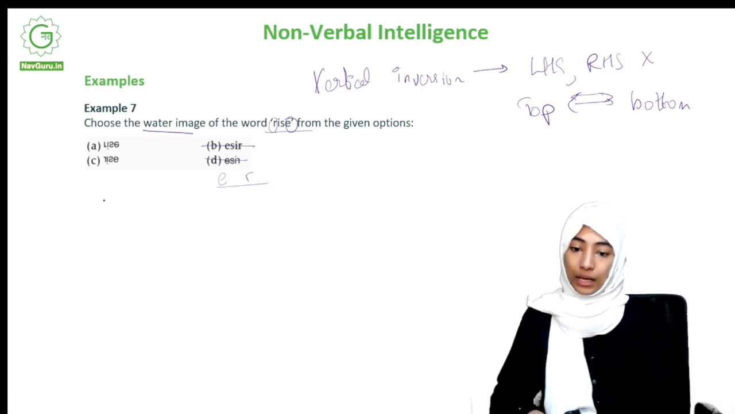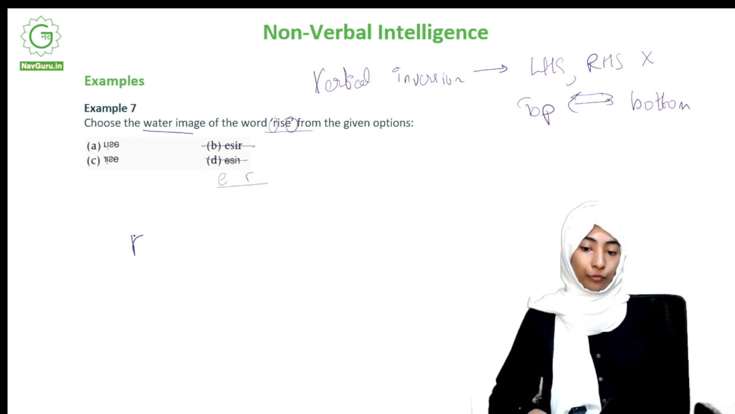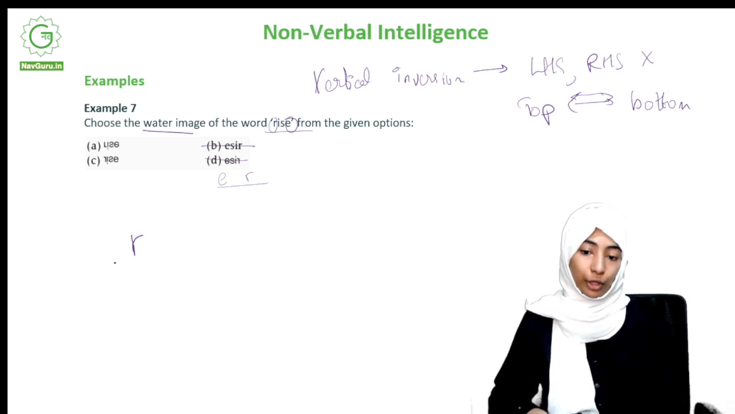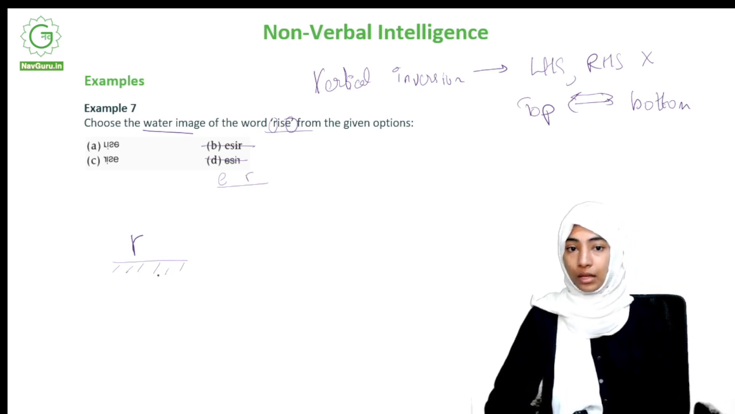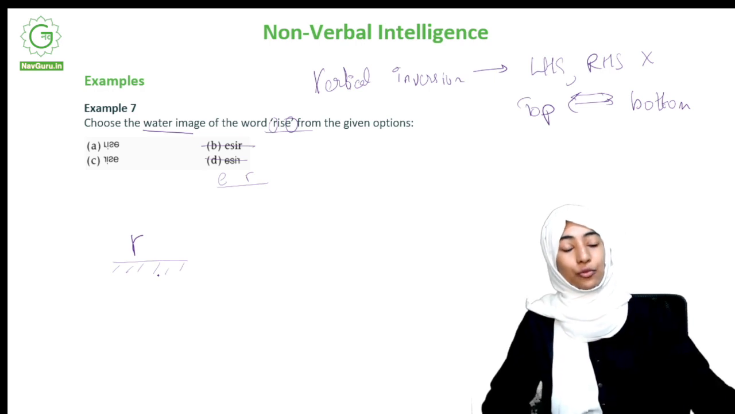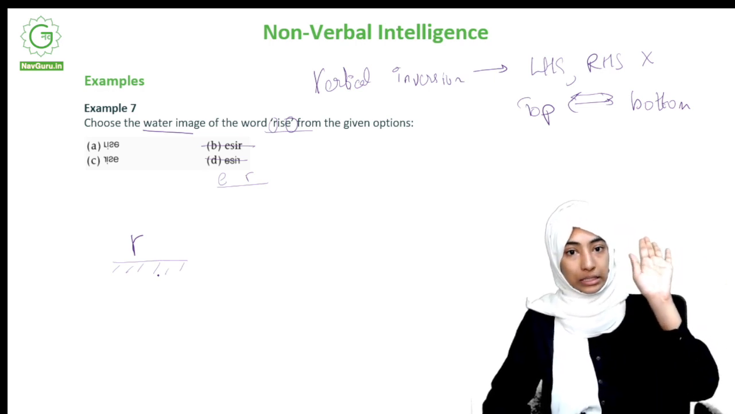So R. I'll just write an R here. Do you guys remember the trick I taught you to find water images? If you have a figure that's given to you, how do you find the water image? Do you remember? I'll give you some time. Basically, what you do is you find the 180-degree top to bottom flip.